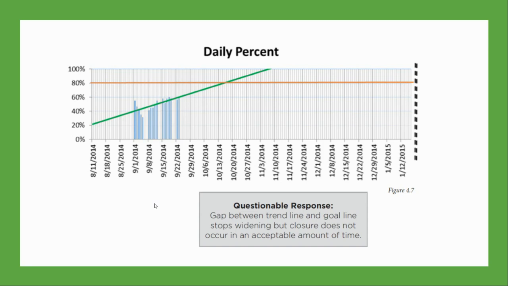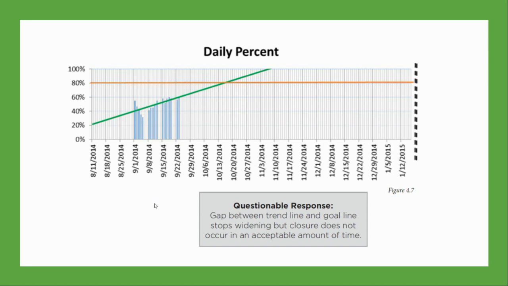All right, so now let's move on to when a student has a questionable response. When the distance between the student's trend line and the goal line is closing, but that closing is occurring at an unacceptable rate, the student's response to that intervention is going to be viewed as questionable. So when data indicates a questionable response to intervention, the first thing that team is going to want to do is examine and evaluate the fidelity of the implementation.